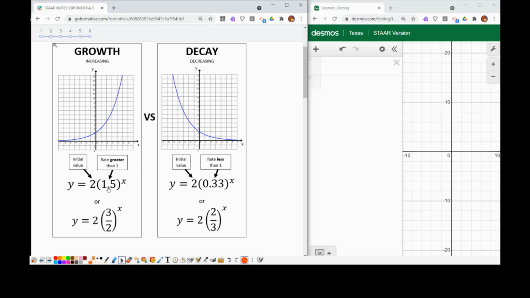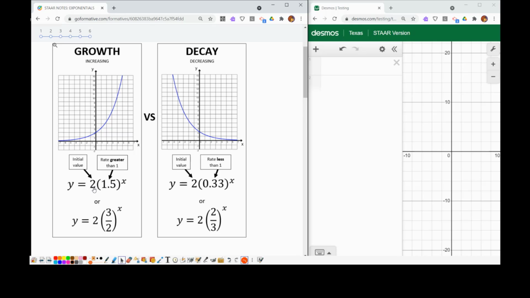Now, the rate could come as a decimal or a fraction. A decimal is very easy to say is bigger than 1, because 1.5 is bigger than 1. For a fraction, if the number on top is bigger than the bottom, then this fraction is bigger than 1. And if the number on top is less than the bottom, then the rate is going to be less than 1. Also, you can always put in the calculator 3 divided by 2, and it will tell you that it's 1.5, and 2 divided by 3 is 0.33333.